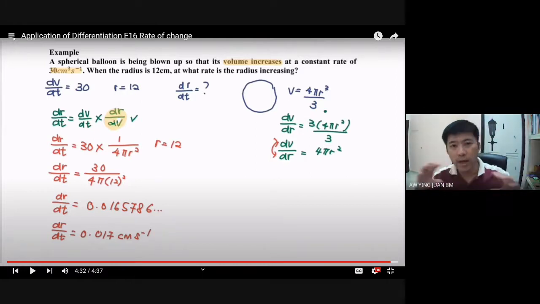Yang pertama, baca soalan, kemudian keluarkan info yang ada blue in color. Kemudian cuba nyatakan formula yang ada kaitan dalam warna biru tu. Second step, create chain rule. Okay, guna info yang ada, gabungkan, create chain rule.